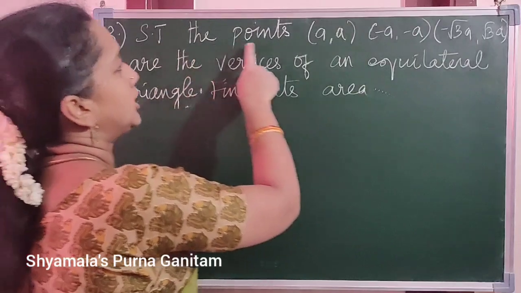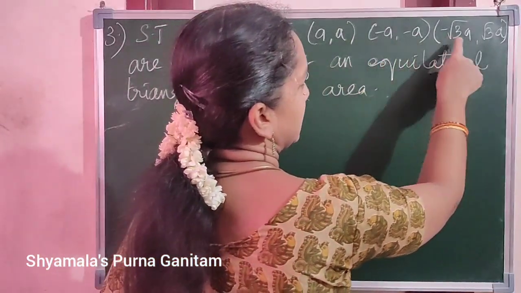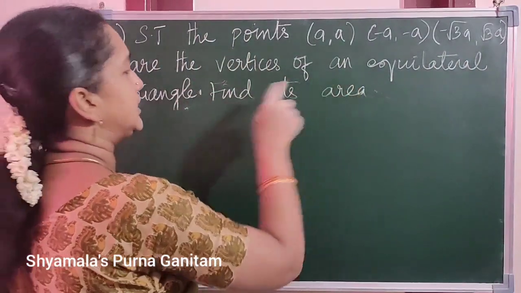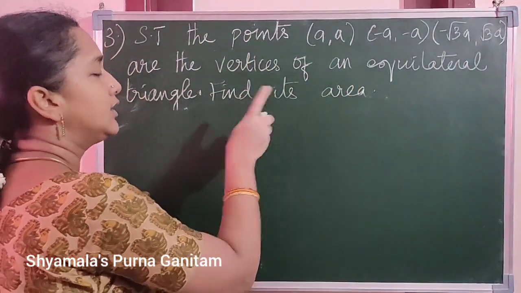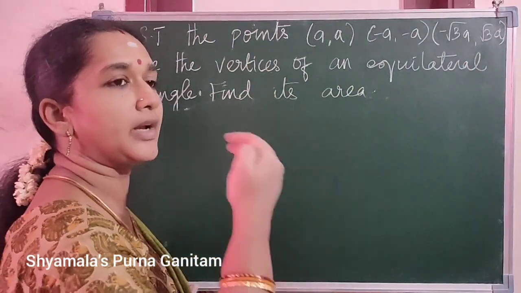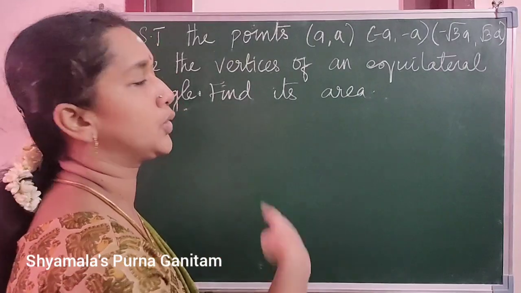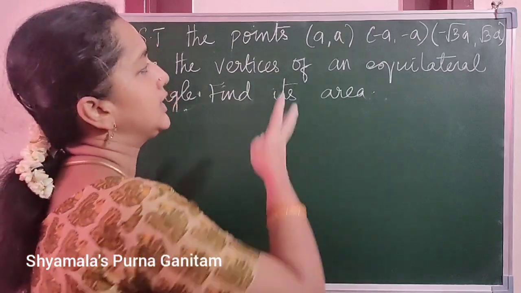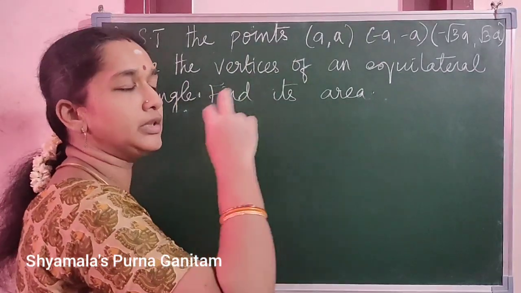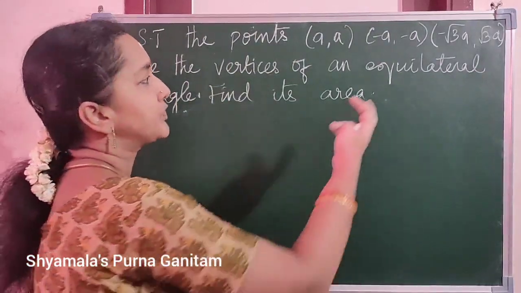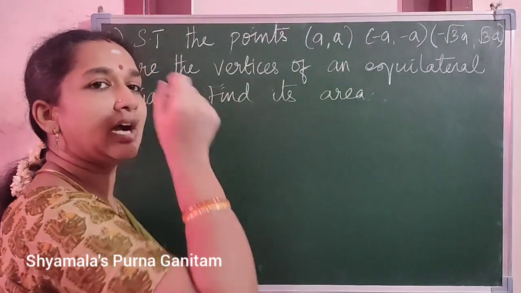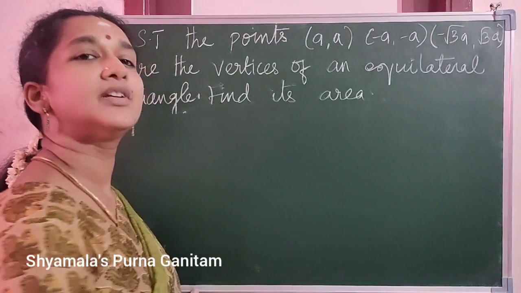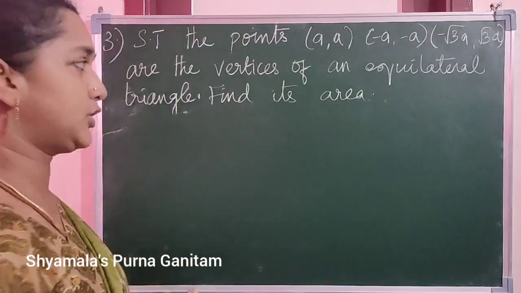Third sum. Show that the points a, minus a, minus a, minus root 3a, root 3a are the vertices of an equilateral triangle and find its area. So for an equilateral triangle, what is the rule? If all three sides of the triangle are equal, that is, here we are going to find the length. If all three lengths of the triangle are equal, then it is an equilateral triangle. After finding the length of each side, we will find the area of the triangle.